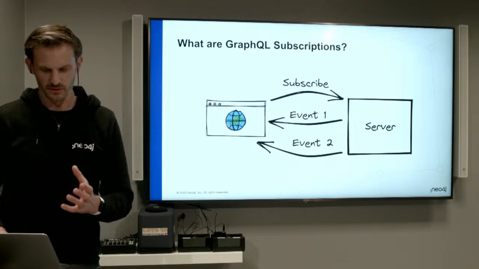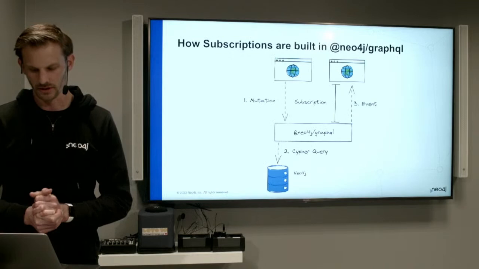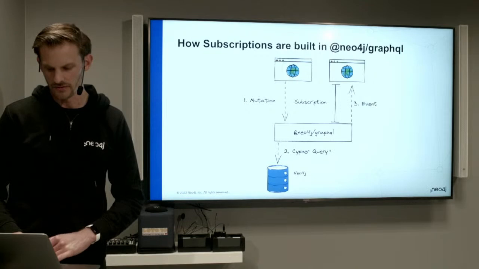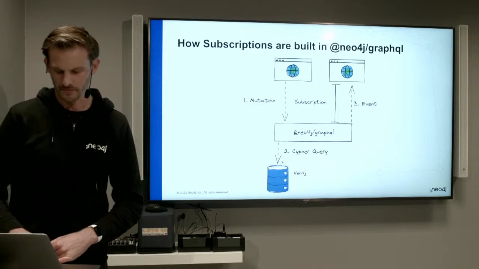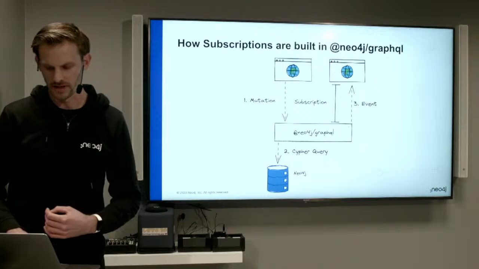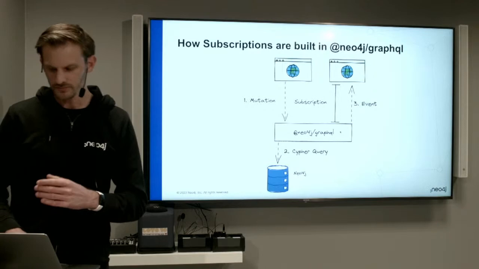Let's go one level deeper, and let's have a look at how this is actually done with a bit more detail related to our use case. So if you look at this, we have the Neo4j GraphQL library instance in the center, being the piece that glues together the Neo4j database and the client. So if we look at the right-hand side client, we see that it placed the subscription at the Neo4j GraphQL instance, which means it's listening for changes or for mutations.